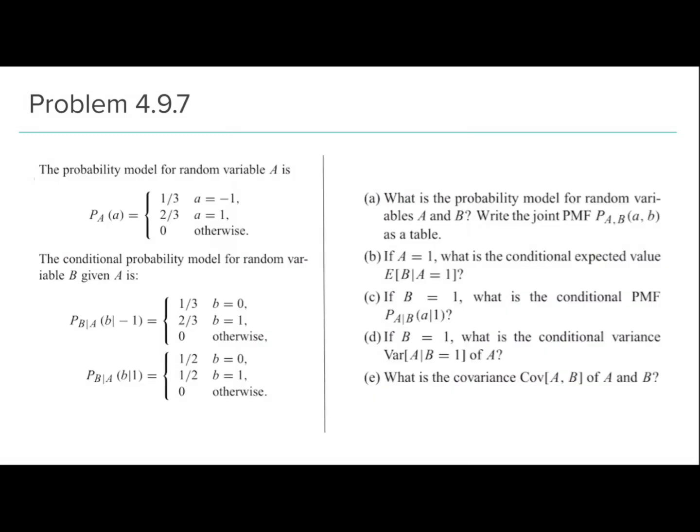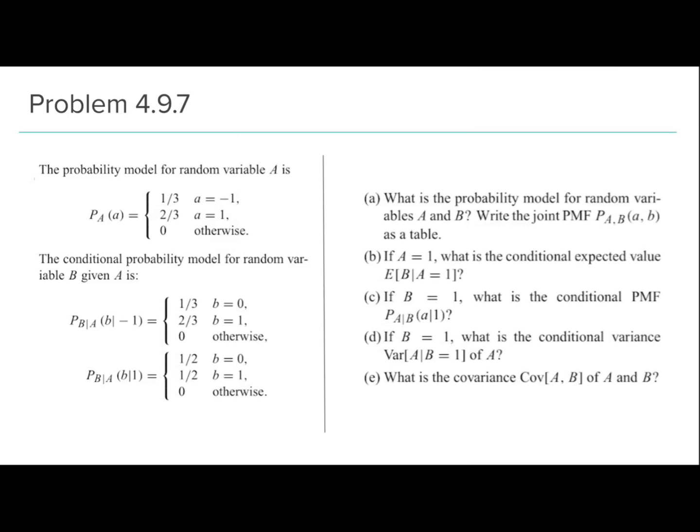Over to the next question, which is problem 4.9.7, and this is a pretty lengthy question. The question says the probability model for random variable A is P_A of a equal to 1 by 3 for a equal to -1 and 2 by 3 for a equal to 1 and 0 otherwise. So basically the random variable A assumes two values, which are -1 and 1, and their corresponding probabilities are given as 1 by 3 and 2 by 3.